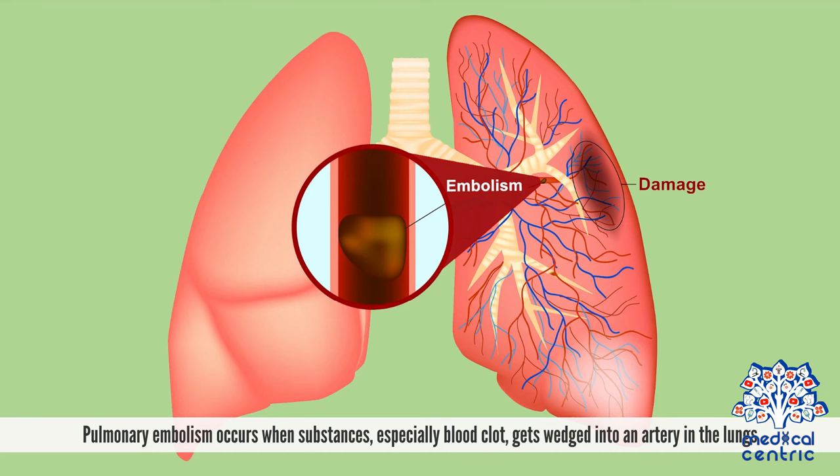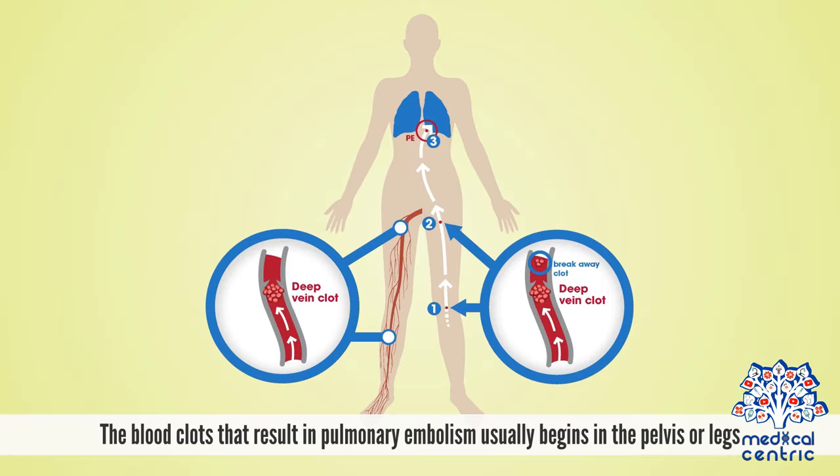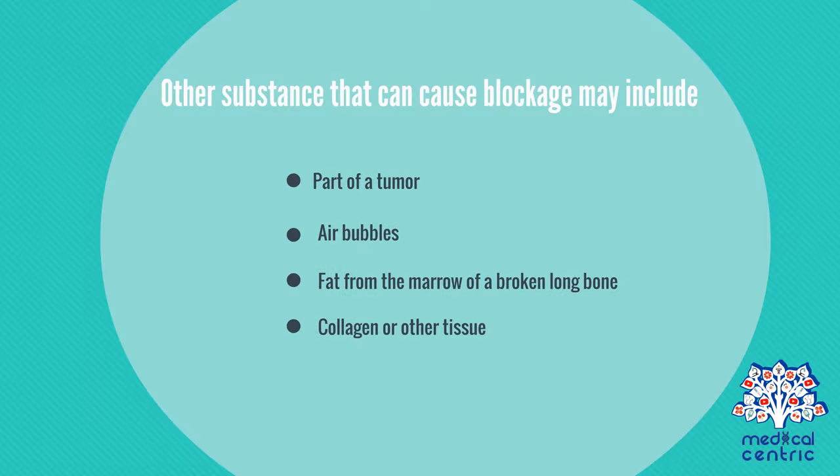Causes: pulmonary embolism occurs when substances, especially blood clots, get wedged into an artery in the lungs. Blood clots can form for different reasons. In pulmonary embolism, blood clots are often caused by deep vein thrombosis, a condition in which blood clots form in veins deep in the body. The blood clots that result in pulmonary embolism usually begin in the pelvis or legs. Other substances that can cause blockage may include part of a tumor, air bubbles, fat from the marrow of a broken long bone, collagen or other tissue.